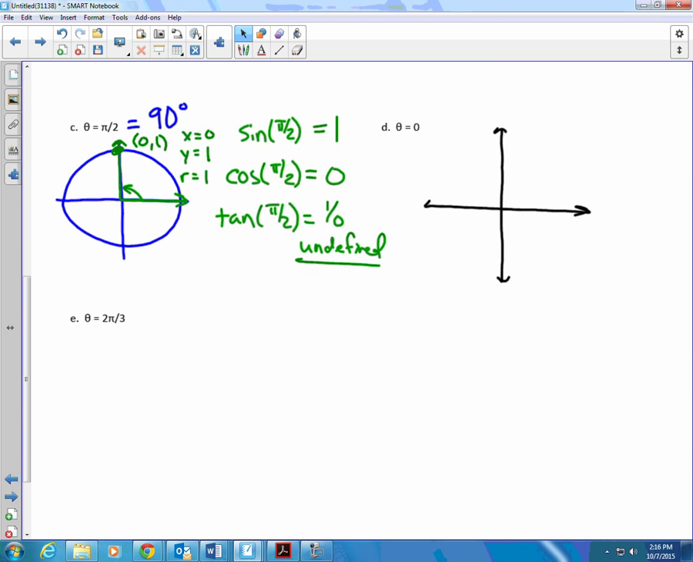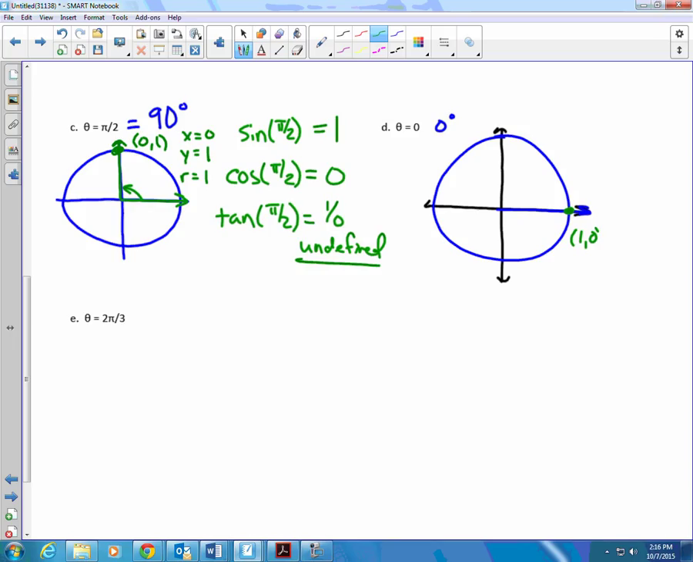Theta is equal to 0. So what's my angle in degrees? Would everybody agree that that's my angle? Can you identify the coordinate that this angle terminates on? What is that coordinate right there? 1, 0. Over 1 unit, up 0. So therefore, what's my x value? What's my y value? What's my r value?